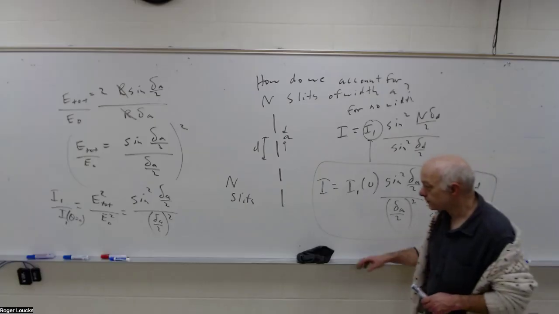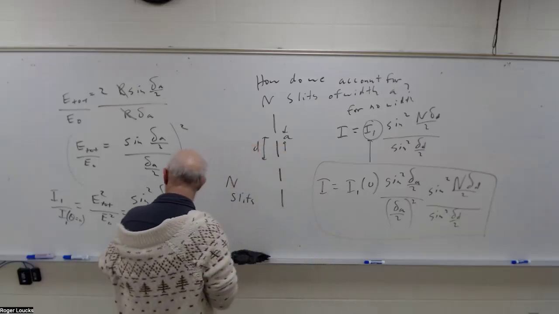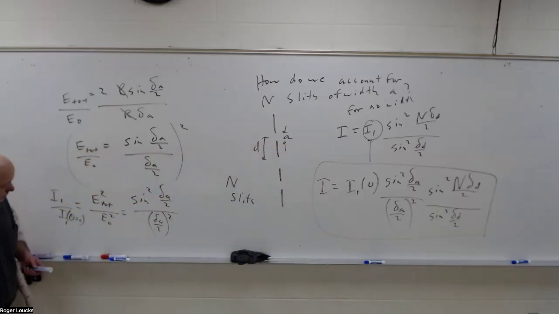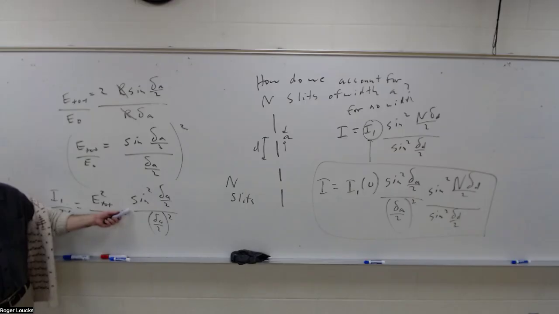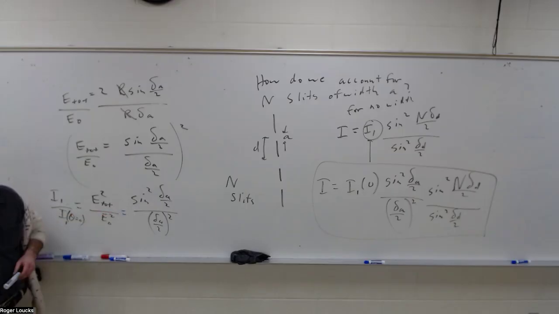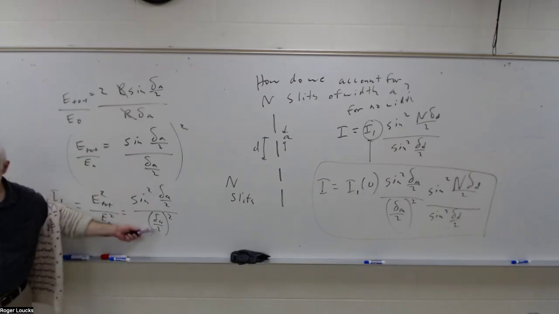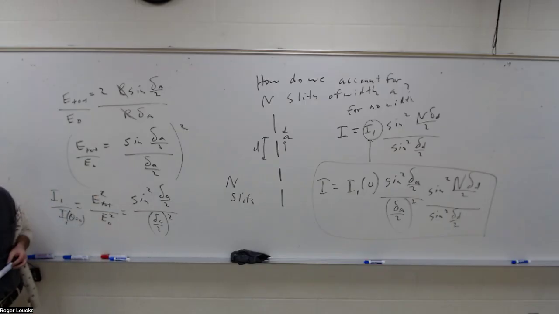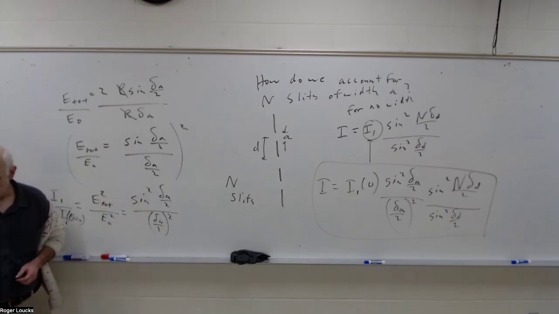Now, how does that look? What's the maximum value this can have, for n slits or a single slit? What's the maximum value this thing can have? Your delta A is 0. What do you get?